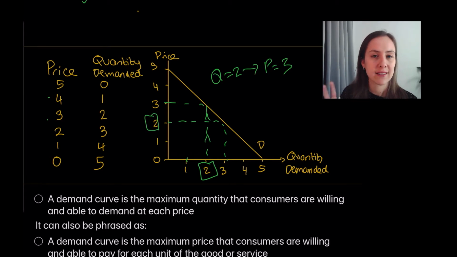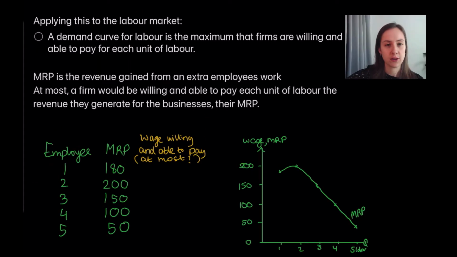So we're going to use that second definition to help us out with MRP. Here I've changed the definition just a little bit, so we're now applying this to a labor market situation. The demand curve for labor is the maximum that firms are willing and able to pay for each unit of labor. So take a look at this table.